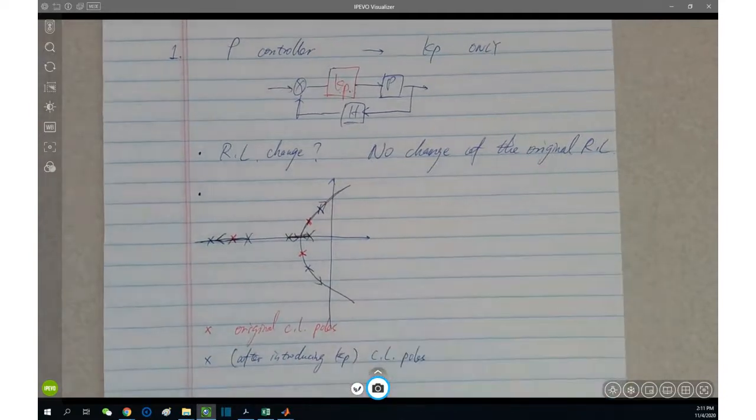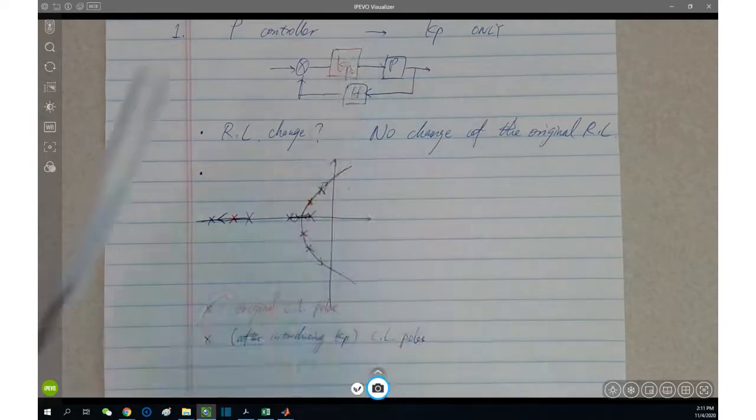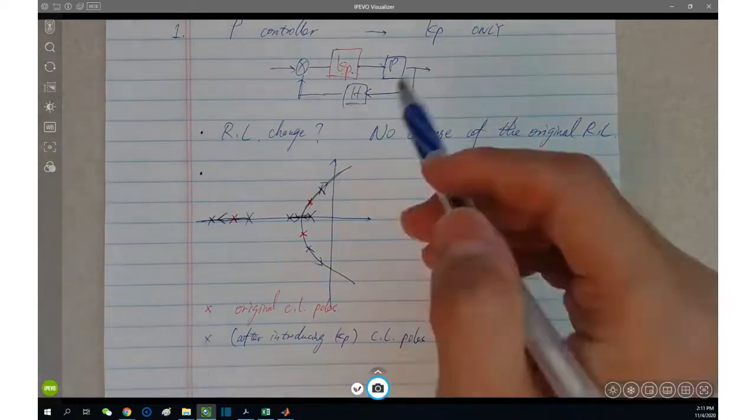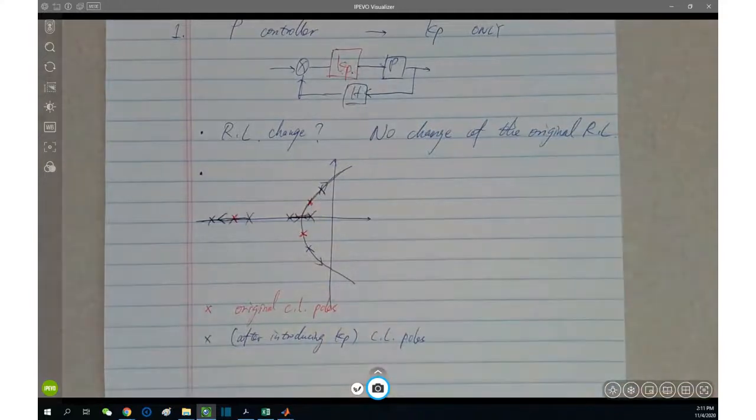Okay, very good. Sawyer's understanding is good. After introducing the KP, gain itself, what happened? The Root Locus looks like there's no change there. The only difference is you have a new system. The new system's closed loop pole location is different. One specific system has, of course, a specific point along the root locus.